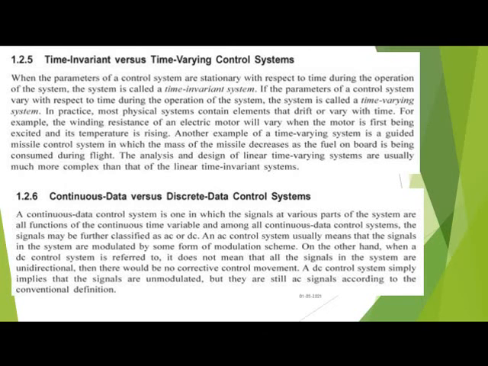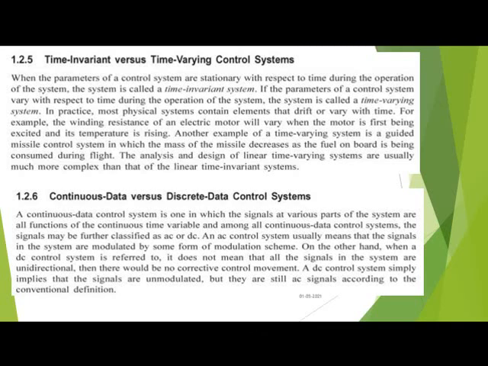Next we will come back to time invariant systems versus time varying systems. Now, when the parameters of a control system are stationary with respect to time during the operation of the system, that is called a time invariant system. Understood? Once again I repeat, when the parameters of a control system are stationary with respect to time during the operation of the system, that system is called a time invariant system. If the parameters of a control system vary with respect to time during operation, the system is called a time varying system.